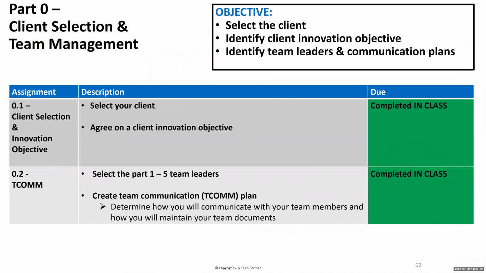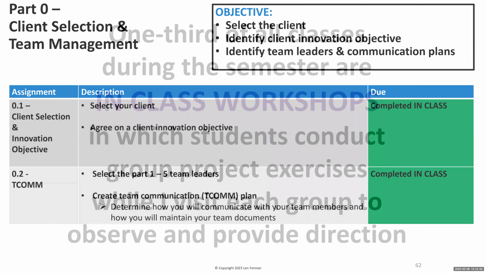At the beginning of the project, we have a couple of in-class workshops where the teams get together for the first time and they select their client. They agree on their innovation objective, and they set up who is going to be the team leaders and how they're going to communicate with each other. So we do all that kind of housekeeping stuff very early, usually about the 3rd or 4th class of the semester. We have the in-class workshop where we do this. And then we're kind of off and running.